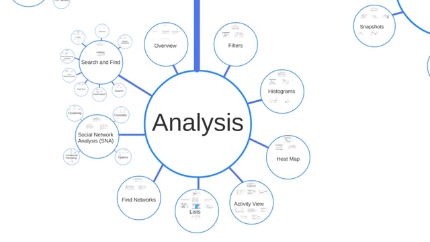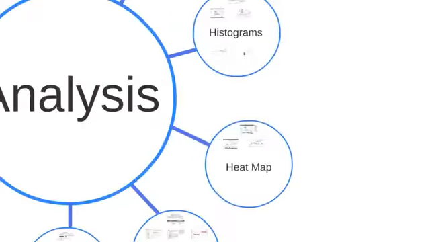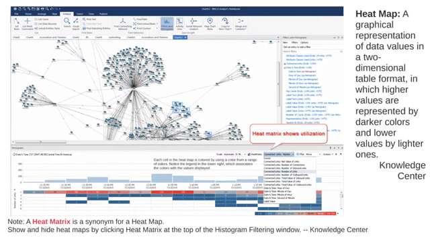Now let's look at heat maps. A heat map is a graphical representation of data values in a two-dimensional table format in which higher values are represented by darker colors and lower values by lighter ones. Note that a heat matrix is actually a synonym for a heat map.